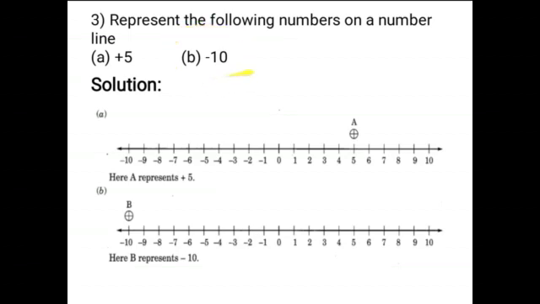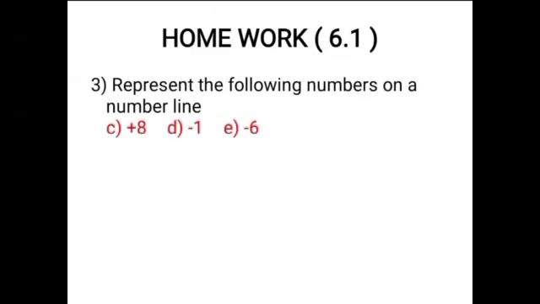Represent -10. First of all, you have to draw the number line, then find the number -10 and name it as B. Hence, here B represents -10. See children, the positive integer +5 is on the right side of 0 and the negative integer -10 is on the left side of 0. I think you can represent the following numbers on the number line.